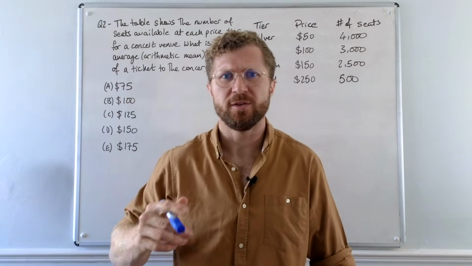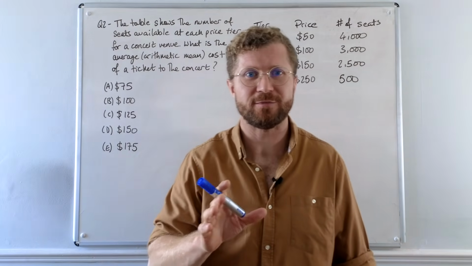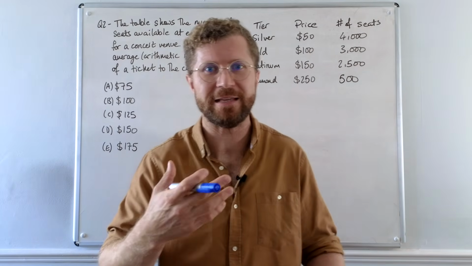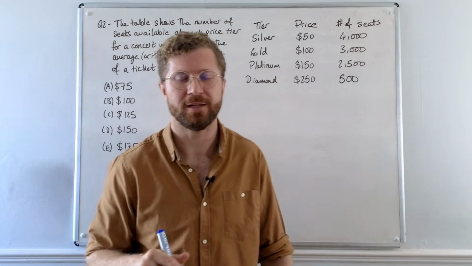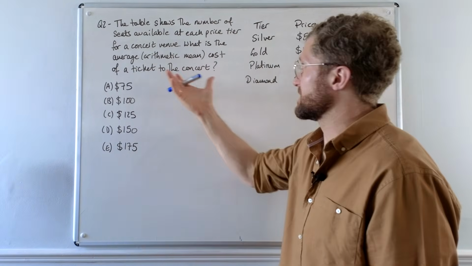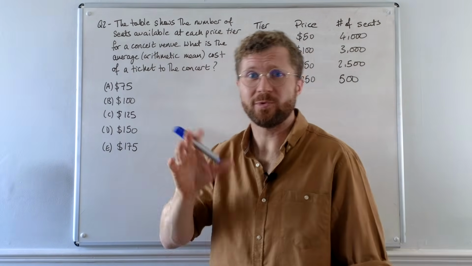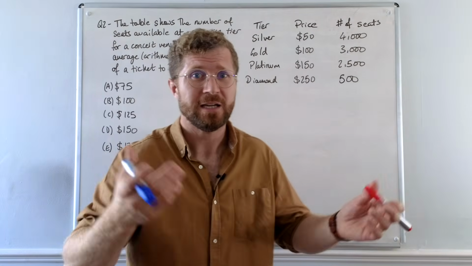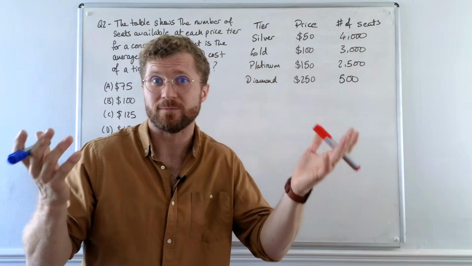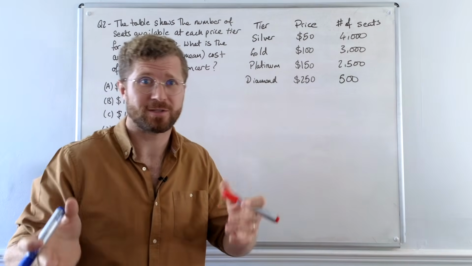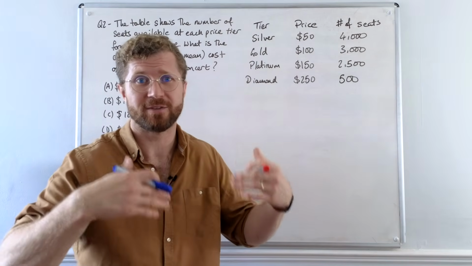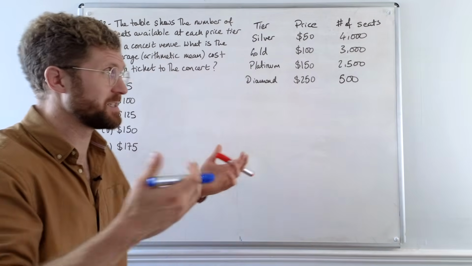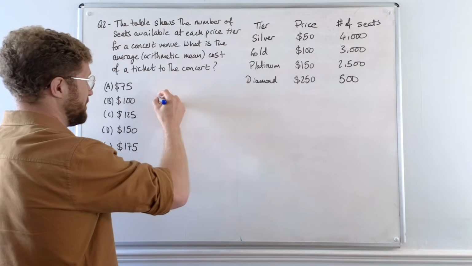All right, another question that on the surface of it isn't that tough, but the calculations are going to make it look more difficult than it really is, because what we're asked to do is find the arithmetic mean. We want to find the average cost of a ticket. Conceptually it's quite simple. I want to know the total cost of all the tickets and then divide it by the number of tickets available. So we can set that calculation up.